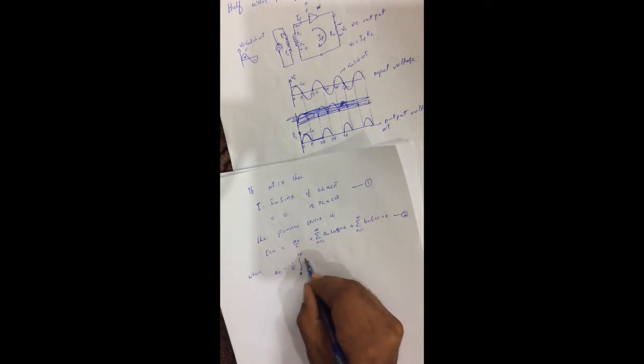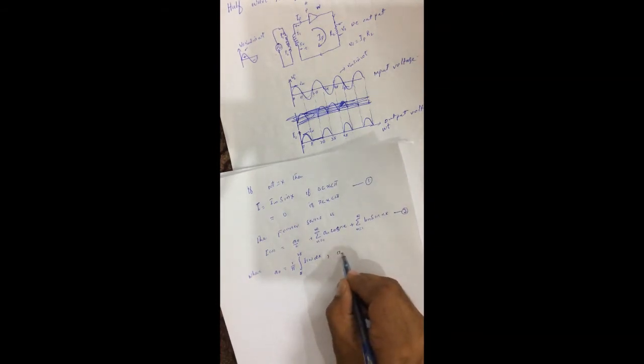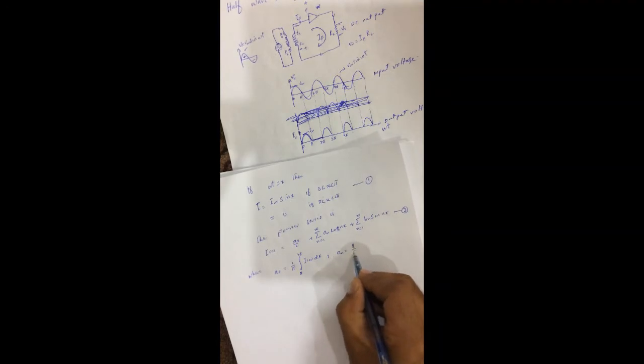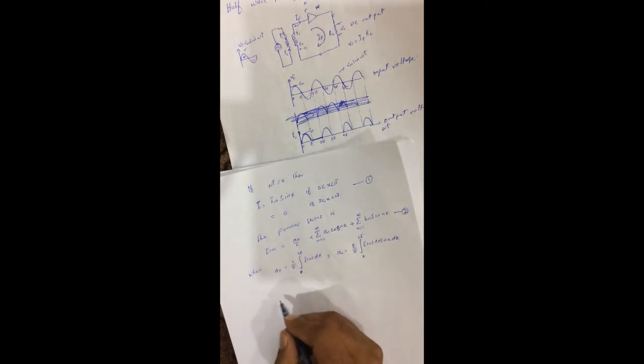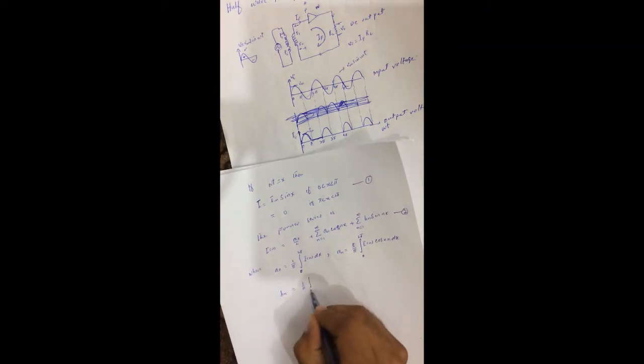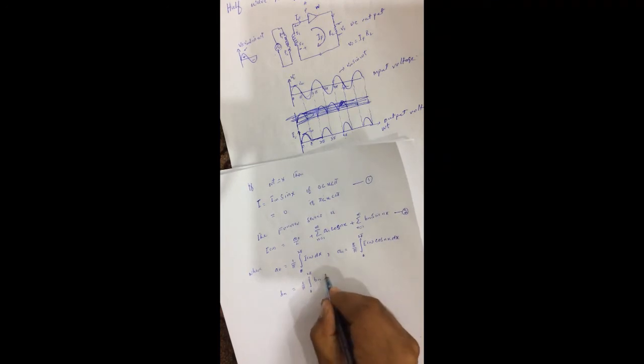And we have I of x dx, and a n is equal to 1 over pi integral from 0 to 2 pi, and we have I of x cos nx dx, and we have b n, which is equal to 1 over pi integral from 0 to 2 pi I of x sin nx dx. This is the Fourier series, and these are the coefficients of the Fourier series.